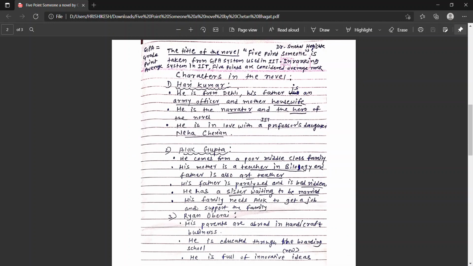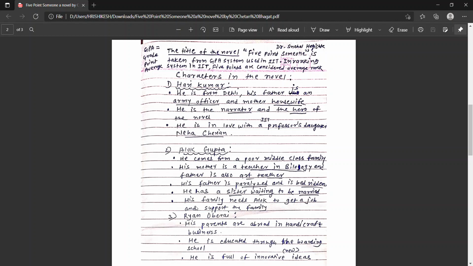After Hari Kumar, the second important character is Alok Gupta. Alok Gupta comes from a poor middle class family. His mother is a teacher in biology and father is an art teacher. But while doing some painting work, his father was seriously injured while painting the ceiling of the roof of the house. One side of him is paralyzed, and his father loses his job and is bedridden.